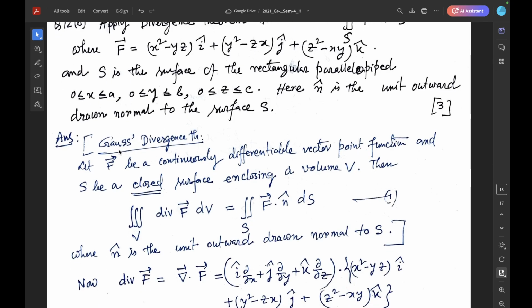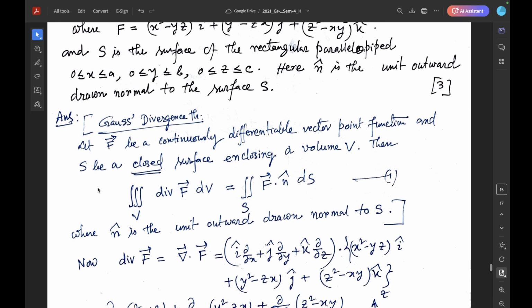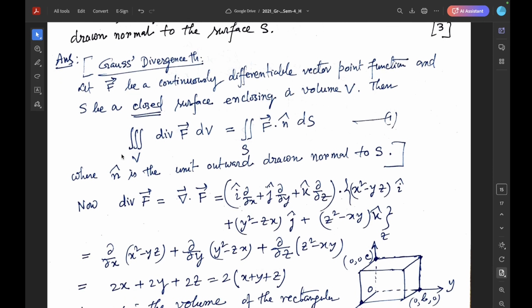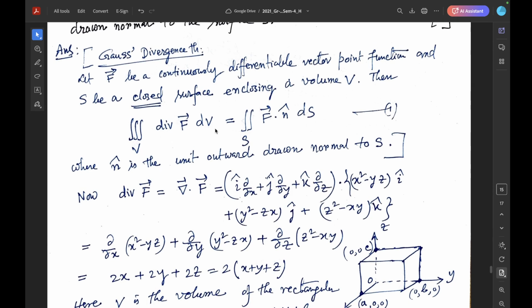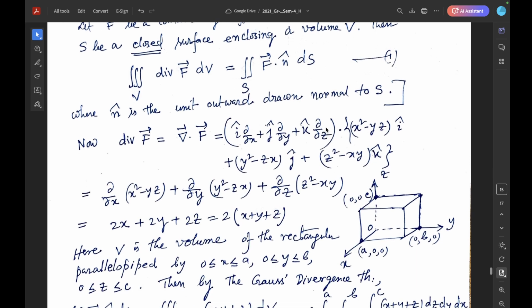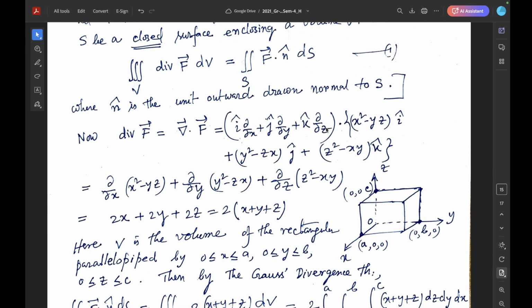Now Gauss divergence theorem states that let f be a continuously differentiable vector point function and S be a closed surface enclosing a volume V, then the triple integration over V of divergence f dv equals the surface integration over S of f dot n cap ds. Here n cap is the unit outward drawn normal to S.